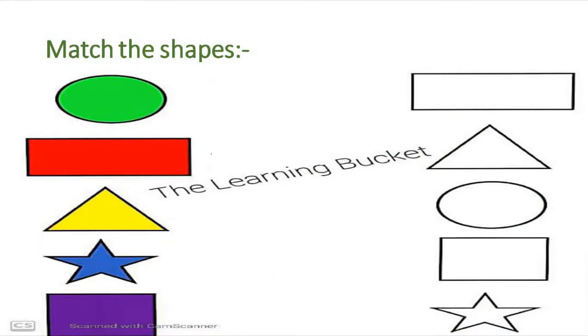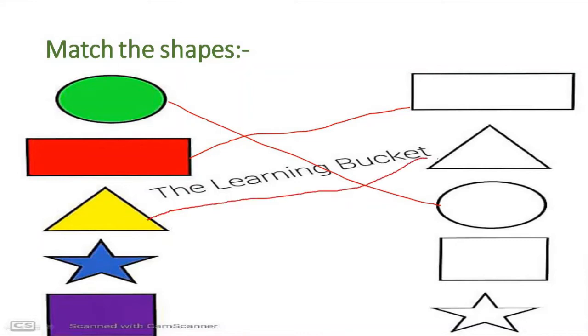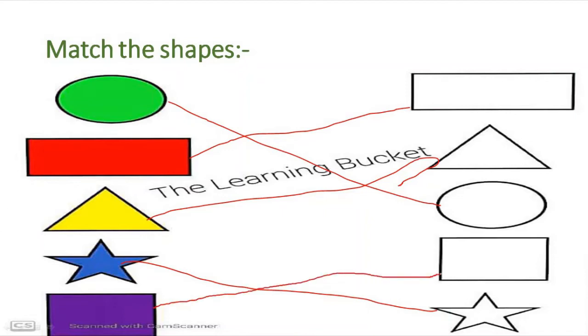Now, this is a different task. This is match the shapes. We have to match the shapes with the shadow of shapes. Yes. Match it. Okay. Now, rectangle. Match it. Triangle. Match it. Star, match it. And at last, cube, match it.